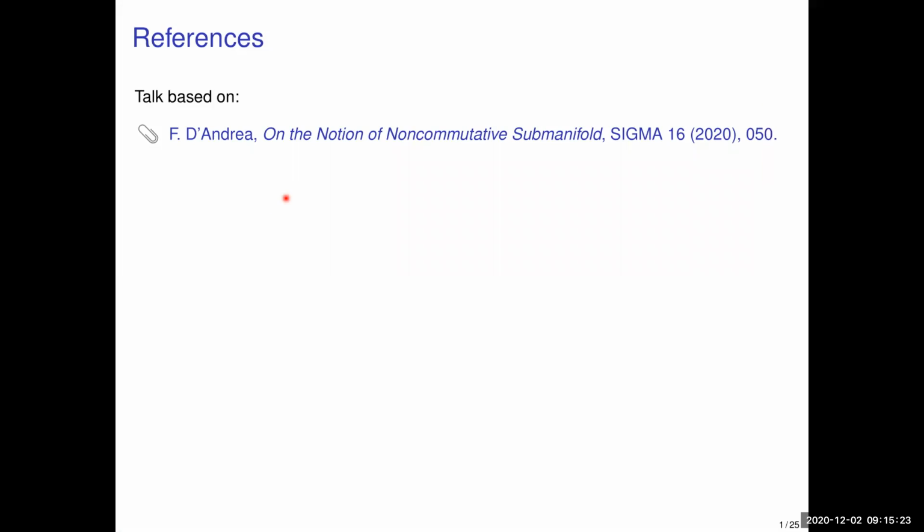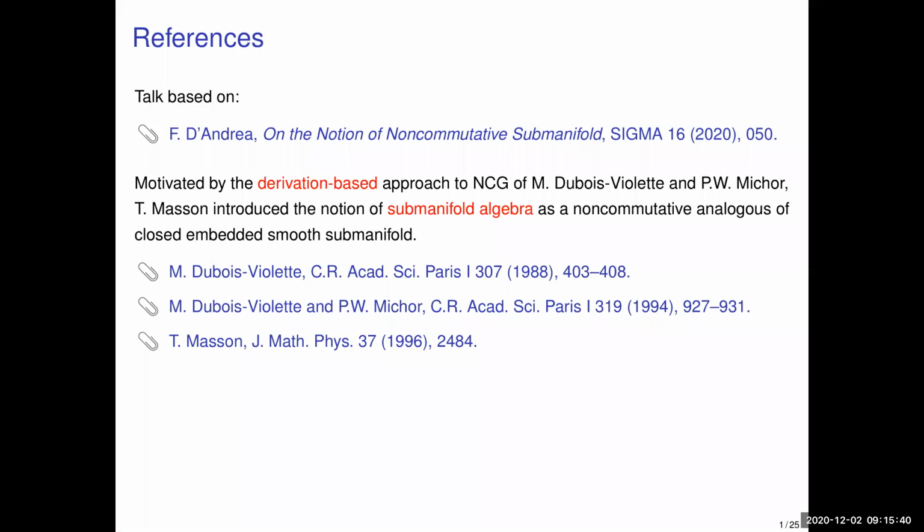So this talk is based on a recent paper with the same title on the notion of non-commutative submanifold. And the motivation is from some quite old, I would say, papers by Michel Dubois-Violette and by Thierry Masson. These are the papers I'm talking about. In 96, so 25 years ago, Thierry introduced this notion of submanifold algebra as a possible candidate for what should be the analog of a submanifold in the non-commutative world.